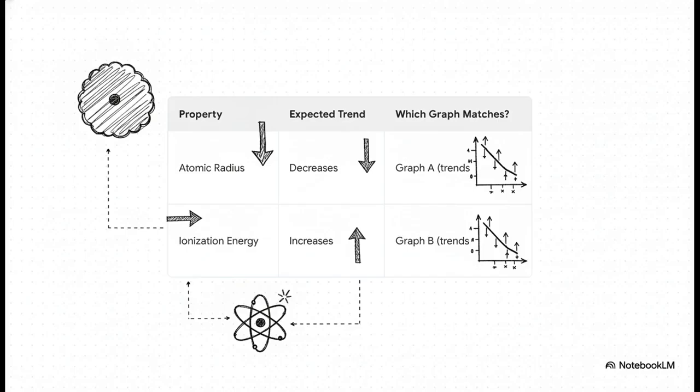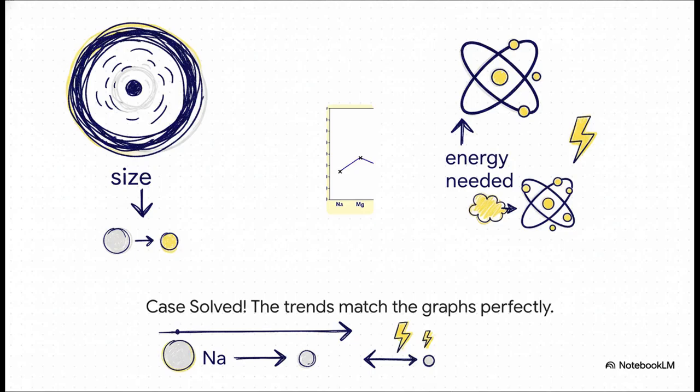Now, clue number 2, ionization energy. We predicted it should increase. And look at that, graph B trends upwards. It's an open and shut case. And just like that, we've solved it. Graph A, the one going down, has to be atomic radius, and graph B, the one going up, is first ionization energy. Case solved. But, hang on a second.